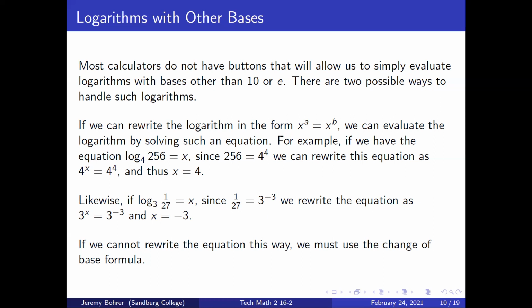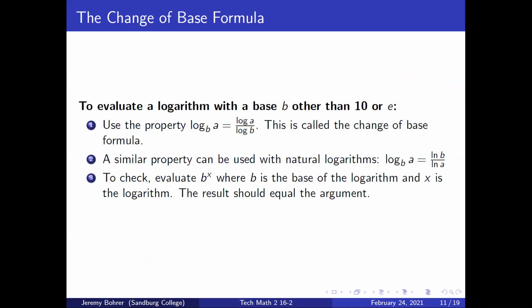If we cannot rewrite the equation this way, we must use the change of base formula. To evaluate a logarithm with base b other than 10 or e, use the property log base b of a equals log a over log b. This is called the change of base formula. A similar property can be used with natural logarithms. Log base b of a is the natural log of a over the natural log of b.